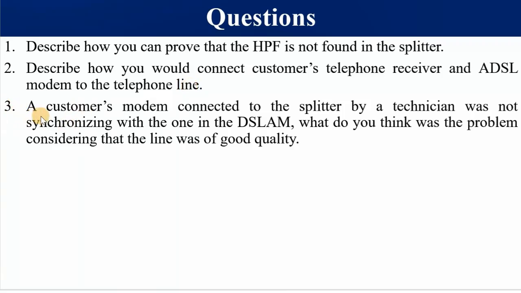Then question number 3. A customer's modem connected to the splitter by a technician was not synchronizing with the one in the DSLAM. What do you think was the problem, considering that the line was of good quality? The technician might have made an error. He connected the telephone line to the ADSL port and the ADSL modem to the phone port. Hence, it was not syncing with the one in the DSLAM, despite the fact that the line was of good quality. Normally, if the line is not good, the two modems won't sync.